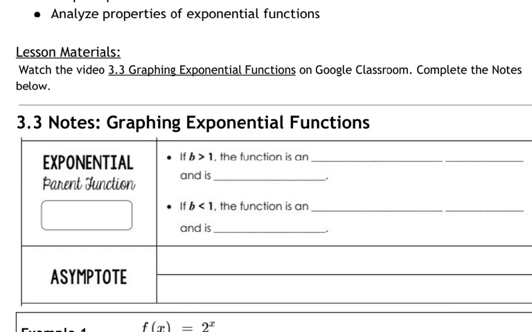So the basic parent function is y equals a b to the power of x, and the variable is my exponent, therefore it's an exponential function. If b is greater than 1, then the function is an exponential growth function, and it is increasing. If b is less than 1, the function is exponential decay, and it is decreasing.